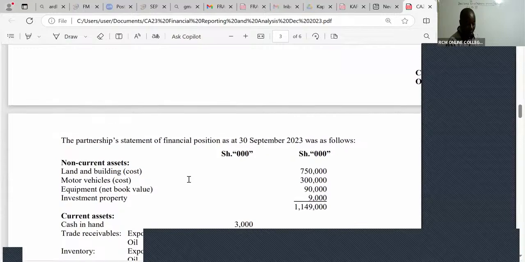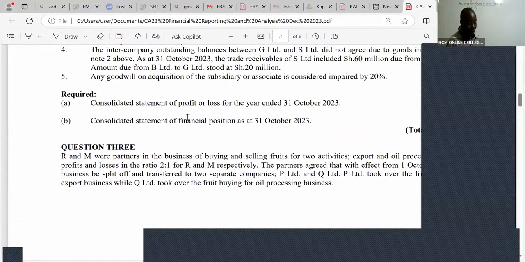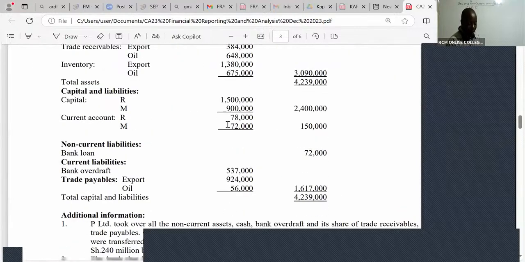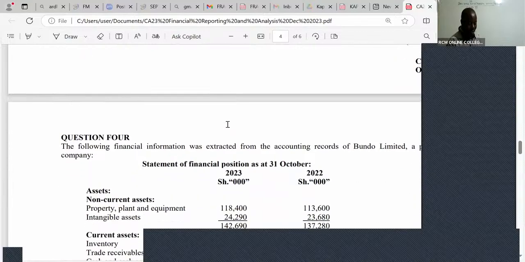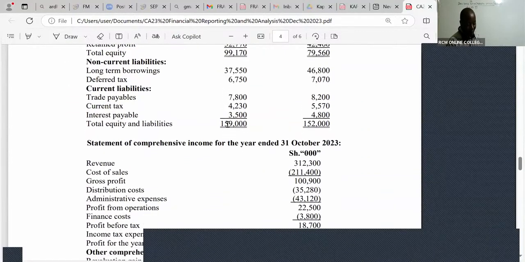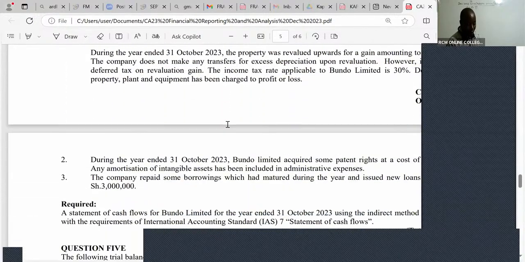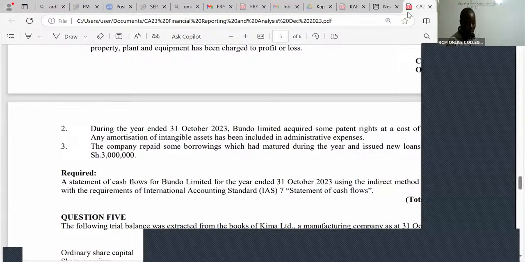You can see in this sitting they gave us a group statement of P&L and a group statement of financial position, very important. And in the same sitting, they also tested us on cash flow. They never miss. So what do they want me to do? This is the question here. I'll always start by reading the requirement.